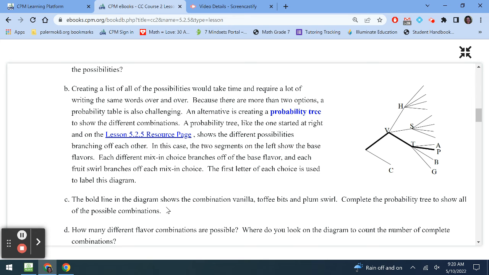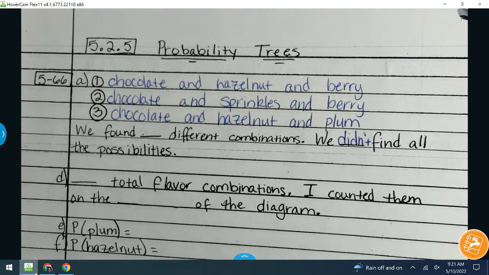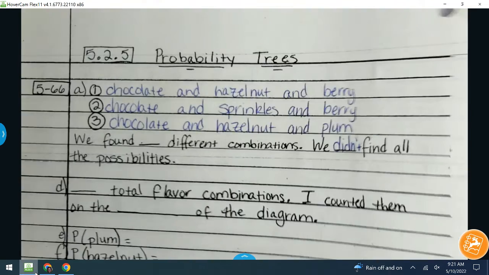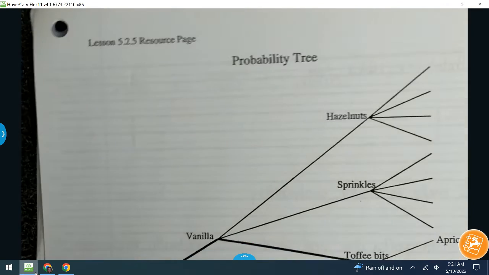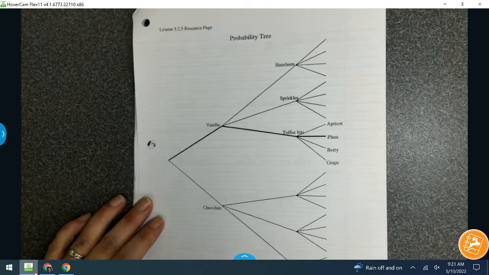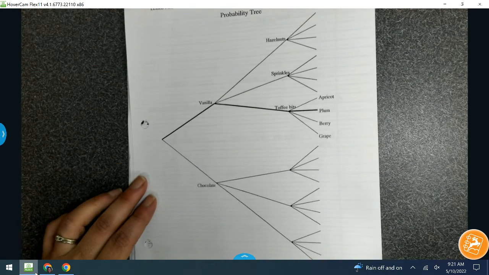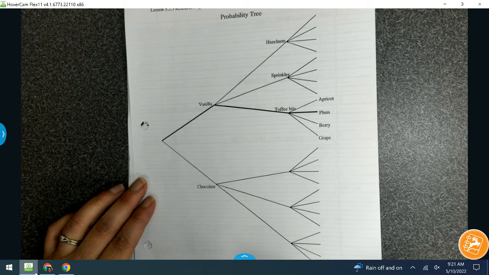So for Charlie, it says the bold line of the diagram shows a combination of vanilla, toffee bits, and plum swirl. We need to complete the probability tree to show all the possible combinations. So right here, we are going to turn the page to our probability tree, which is right here. This is that resource page they were talking about, and we need to finish it.